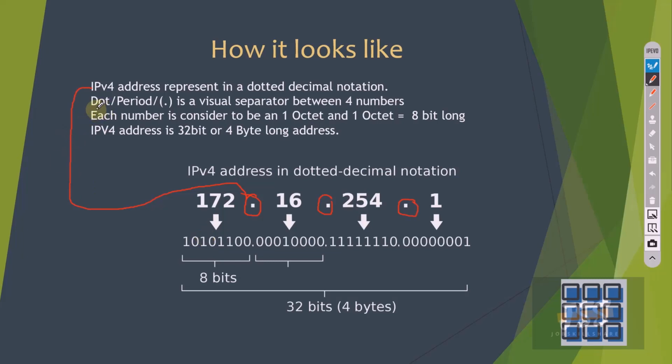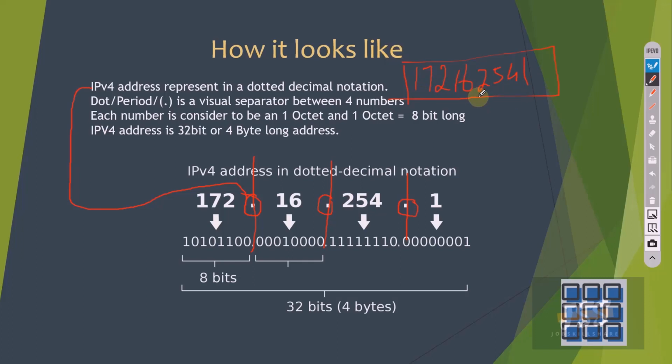Okay, a dot or period is a visual separator, like between phone numbers. As you can see, this is a separator between these four numbers. Why? Because we as humans, if it is like this, 172.16.254.1, tell me if you can remember this IP address. Let's suppose there is no dot in between this IP address, can you remember this address? It will be very difficult.